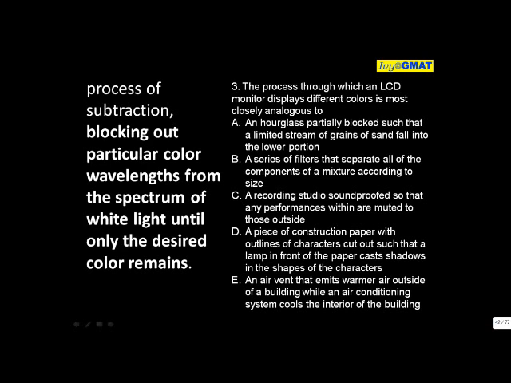Whenever you are given something like this, you should go back to the passage. Process through which LCD monitors display different colors is most closely analogous to. So process, now it is given which process, so it is called process of subtraction, and this is the characteristic of it, blocking out particular color wavelengths from the spectrum of white light until only the desired color remains. Now imagine, is it blocking out all or blocking out some then? Okay, something is desired also, so not everything is blocked.